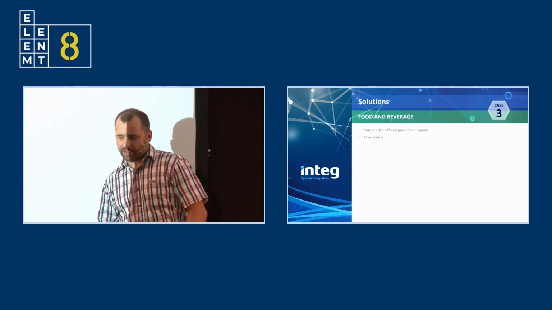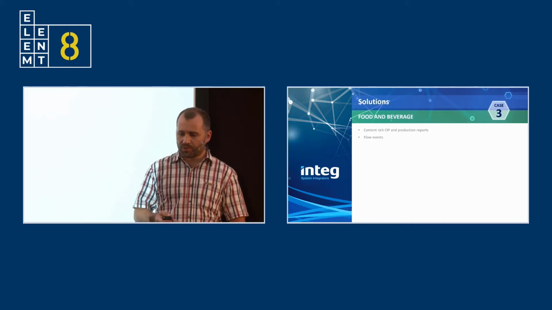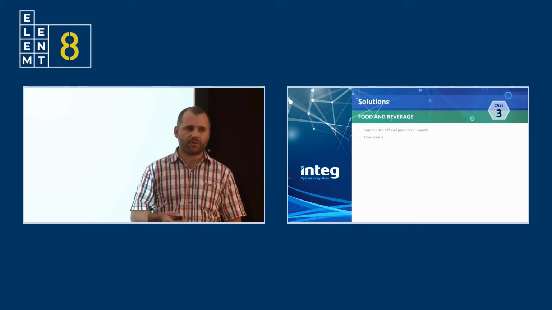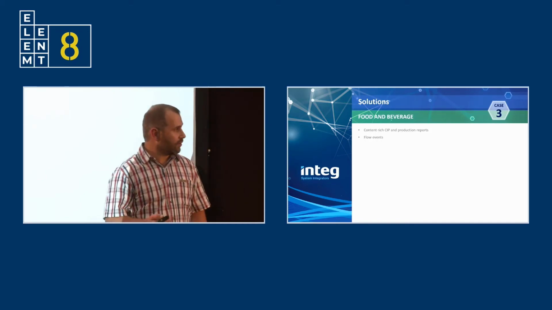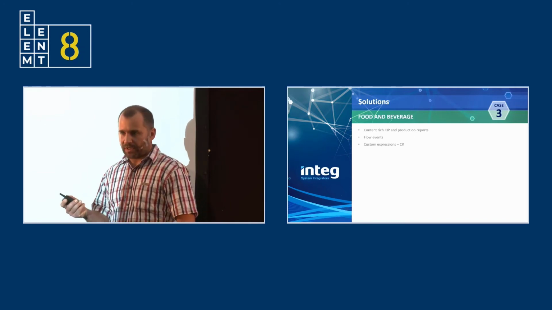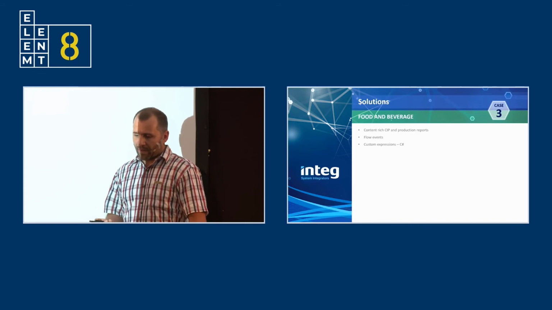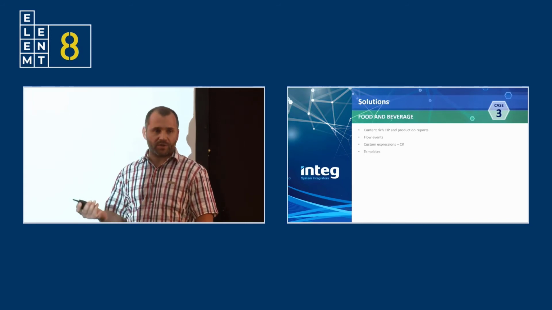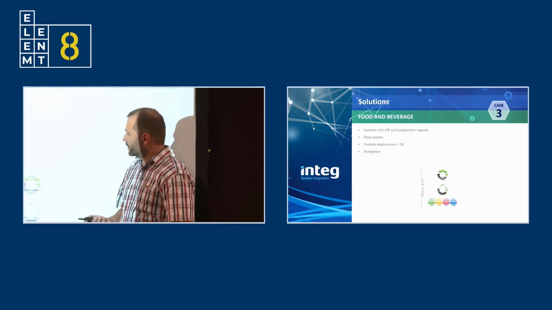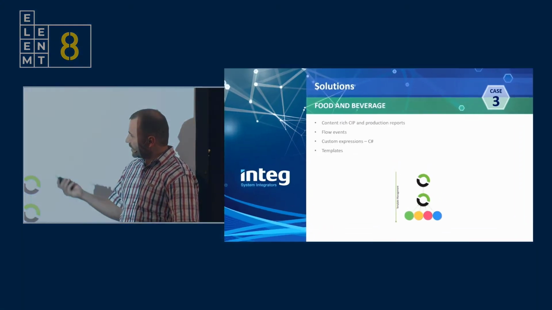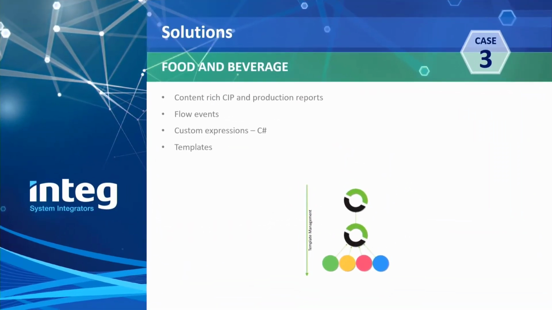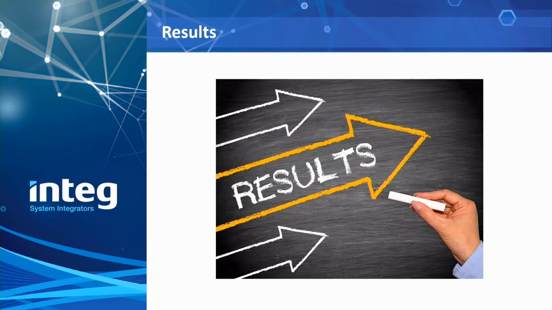We also created event-driven CIP overview reports. With this, we had to use the custom expressions in Flow, which gives us the ability to use C# to do more complex types of expressions. So a summary and a detailed CIP report could be generated by this. They also wanted the template functionality of Flow, which allowed them to easily create reports with drag and drop functionality for new lines that have been added.